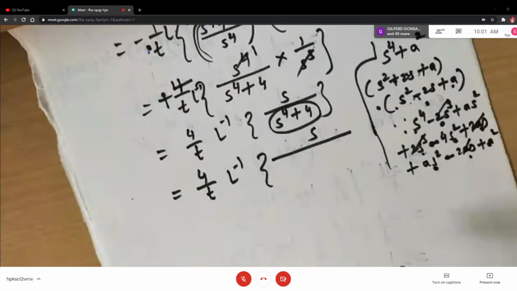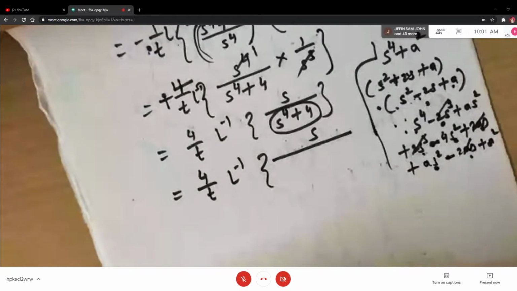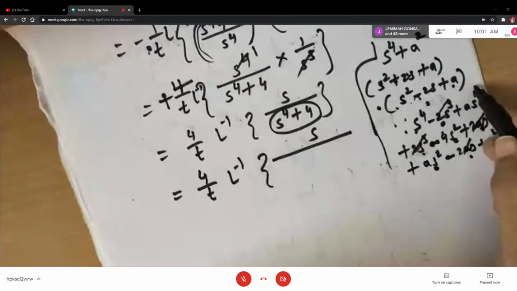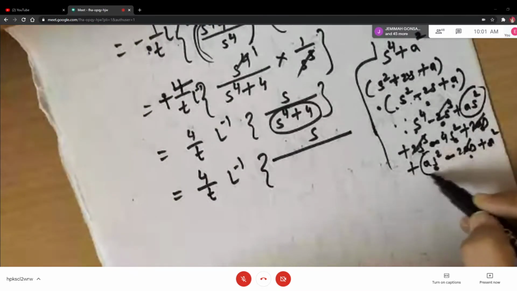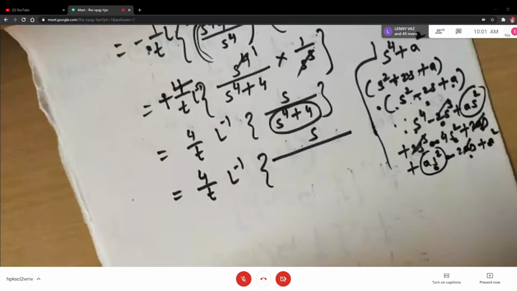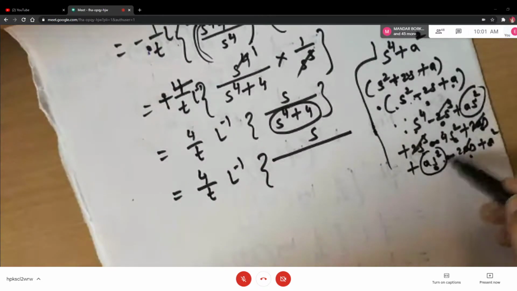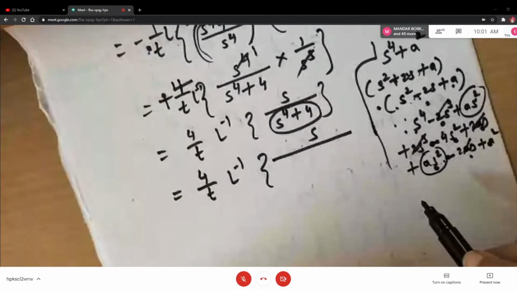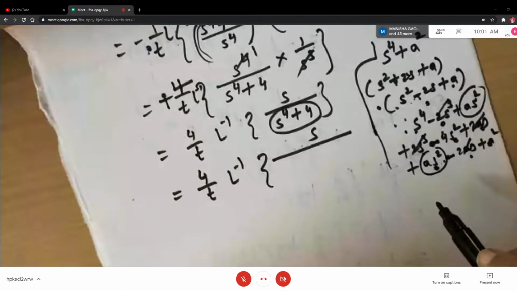So what are the terms remaining here? The terms remaining are s raised to 4 plus a raised to 4, and these two terms are also remaining, no? s raised to 4 plus a raised to 4, because you have to get rid of these two terms also. Correct?